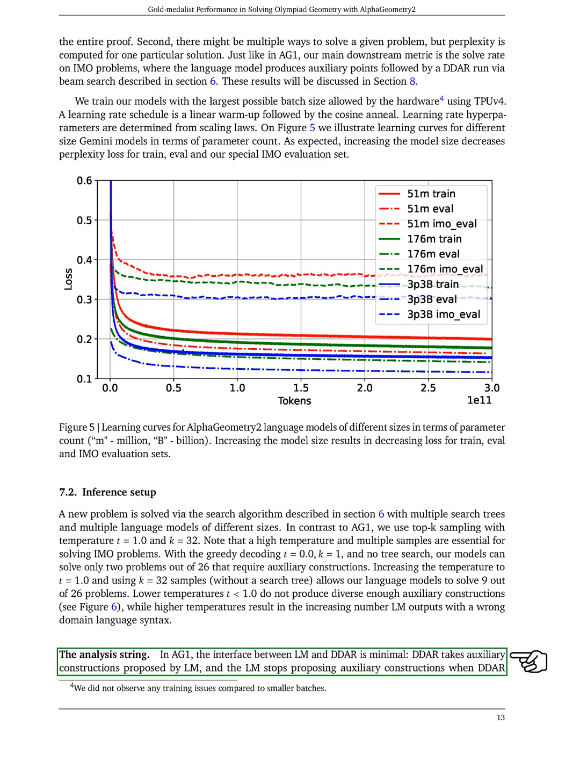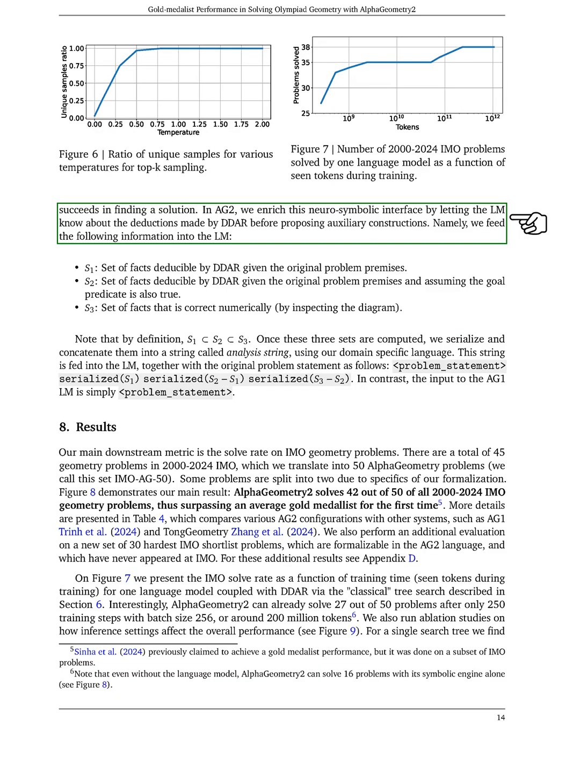In AG1, the interaction between the LM and DDAR was minimal, with DDAR using auxiliary constructions from the LM until a solution was found. In AG2, we enhance this neurosymbolic interface by informing the LM about deductions made by DDAR before it proposes auxiliary constructions.